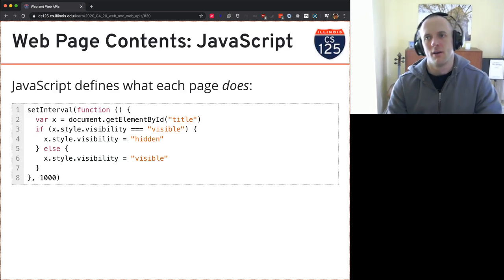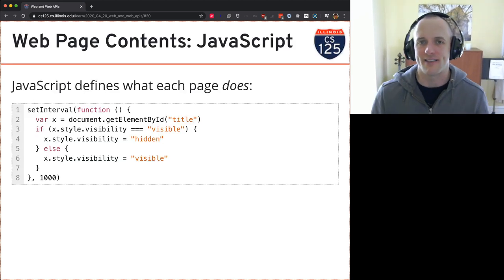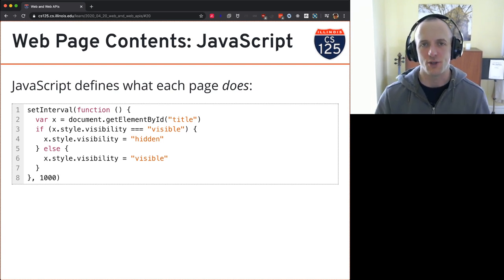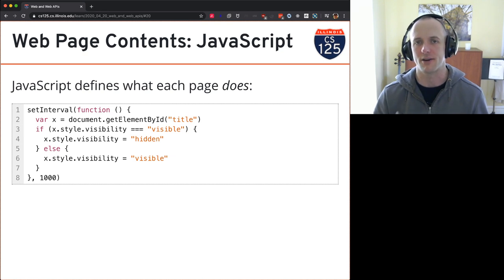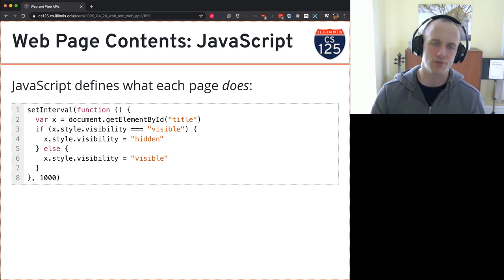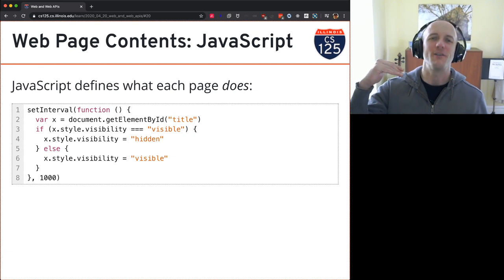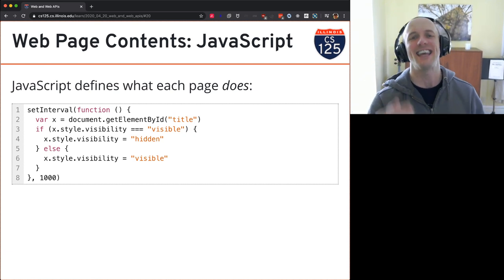Okay. So last but not least, and this is where I'll end today, along with every web page, you get a small bit of something called JavaScript. JavaScript is a programming language. It is not Java. It has no relationship to Java. The names are super confusing. They were also invented almost exactly at the same time.